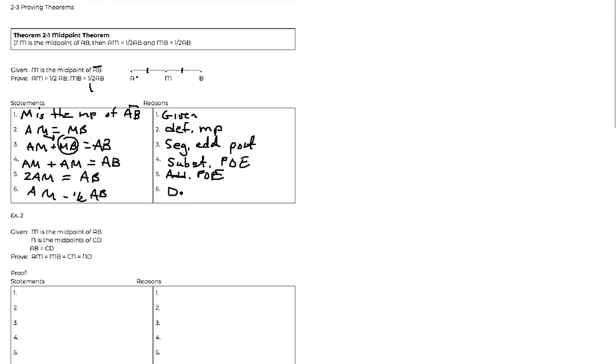And I think we did it. AM is half of AB, is that one of the things we're supposed to do? Yeah. And then we would just do MB the same way. We would just substitute differently. Instead of having 2 AMs, we would have 2 MBs here to get the other one. So this is the division property of equality.